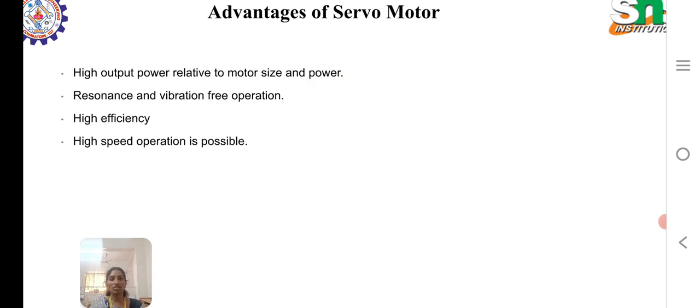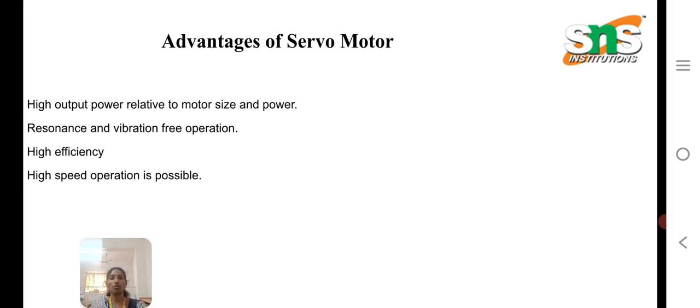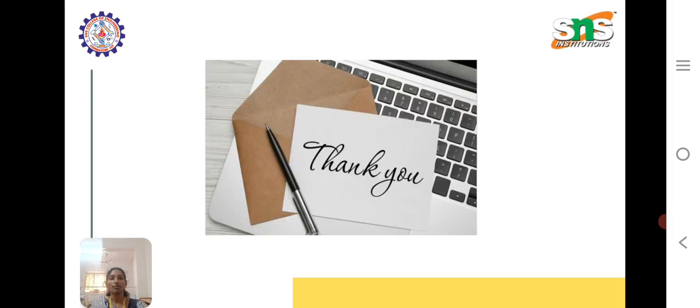Coming to the advantages of the servo motor: high output power relative to motor size and power, resonance and vibration free operation can be achieved, high efficiency and high speed operation is possible. So these are the advantages of the servo motor.